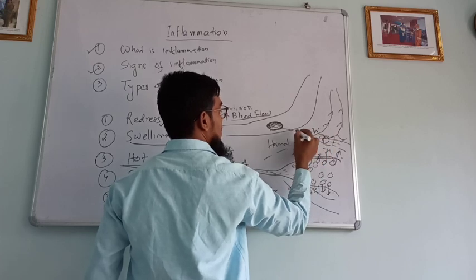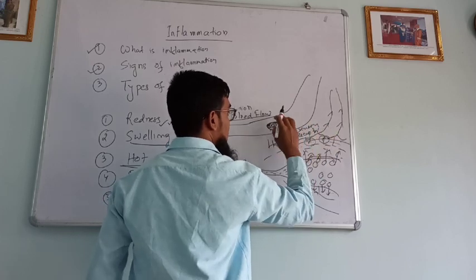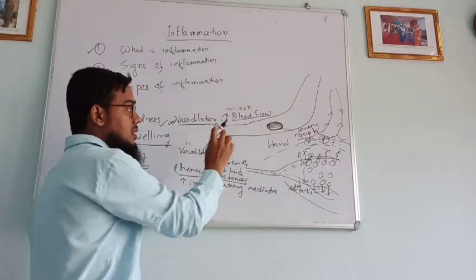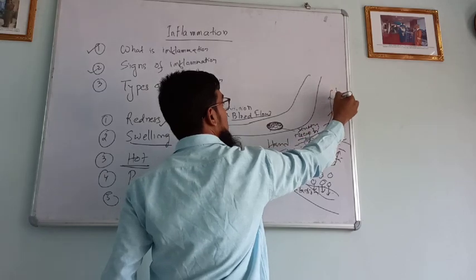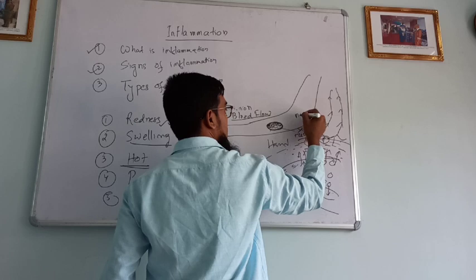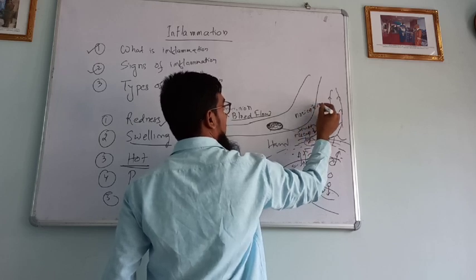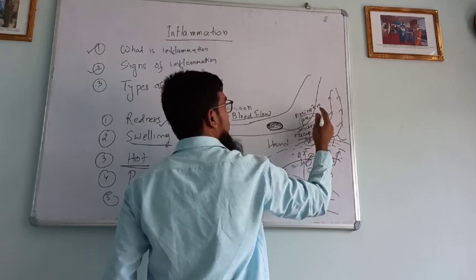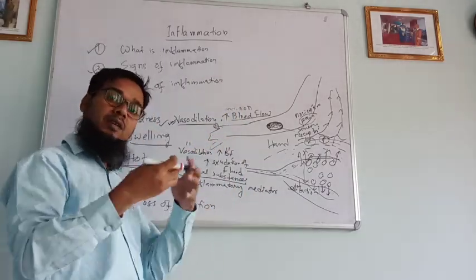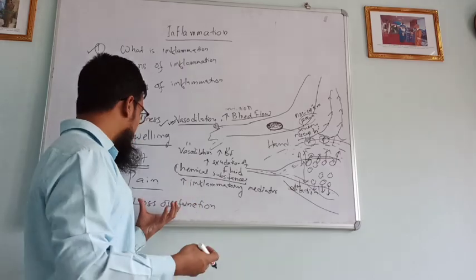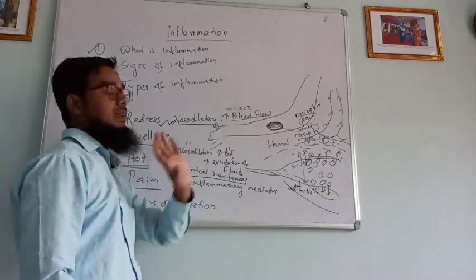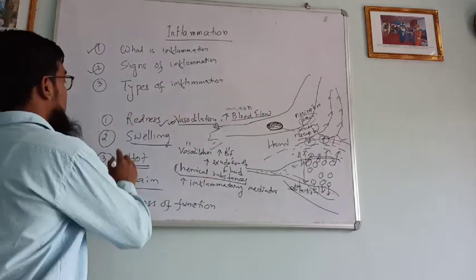Sensory receptors are present in the particular region, and inflammatory mediators are released, which stimulate our sensory receptors, called nociceptive receptors or pain receptors, and you will feel pain in that region. And if this continues more, what will happen? Loss of function: we cannot properly move the hand. These are the signs of inflammation.